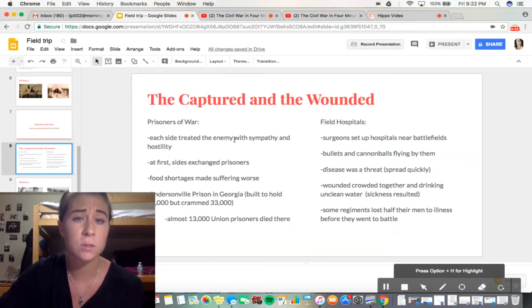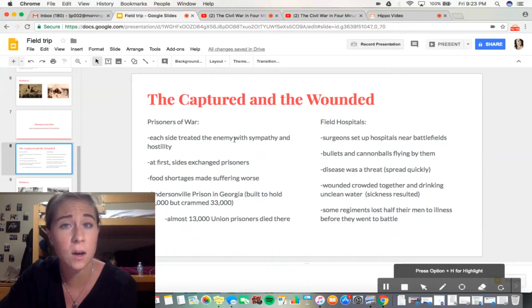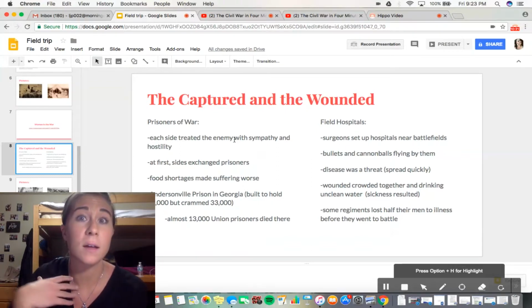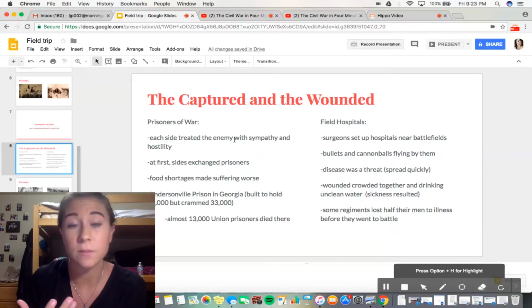So there were many prisoners of war in this. There were many prisoners that were Southerners and Northerners, and each side treated the enemy with both sympathy and hostility. At first, the sides exchanged prisoners, but then the war became longer and they just had a lot more tension during the war. There were food shortages, which made suffering much worse, especially in the South for the captured. And this is because the South themselves did not have much food for themselves in the first place, so the captured had even less than them.